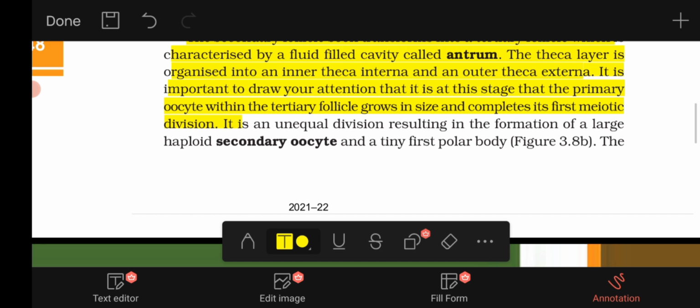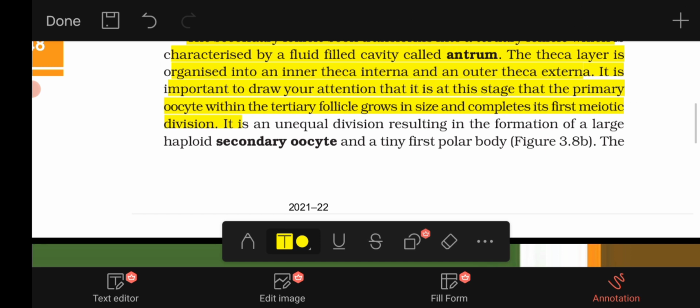It's surrounded by granular cells and it's called a primary follicle. A large number of primary follicles degenerate from birth till puberty. It's called follicular atresia. At puberty, only 60,000 to 80,000 primary follicles are left in each ovary. Now they undergo development and new granular cells are formed and theca is formed. It's called a secondary follicle. Now the secondary follicle soon transforms into the tertiary follicle, which is characterized by a fluid filled cavity called antrum, and theca is organized into theca externa and theca interna.